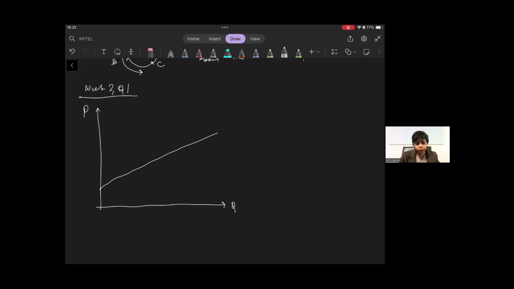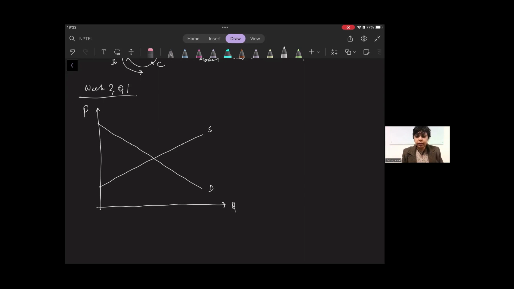As usual, P is on the y-axis, and supply is generally upward sloping. Now, I know these are not strictly straight lines, but just bear with me because even though I'm an artist, I'm actually not great at drawing straight lines. So let's assume this is a straight line. This is a demand curve, demand and supply.